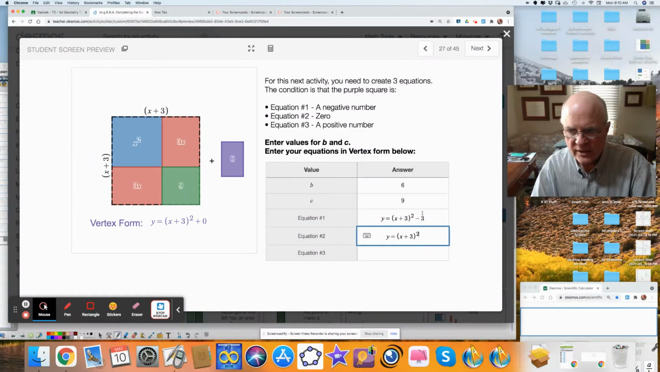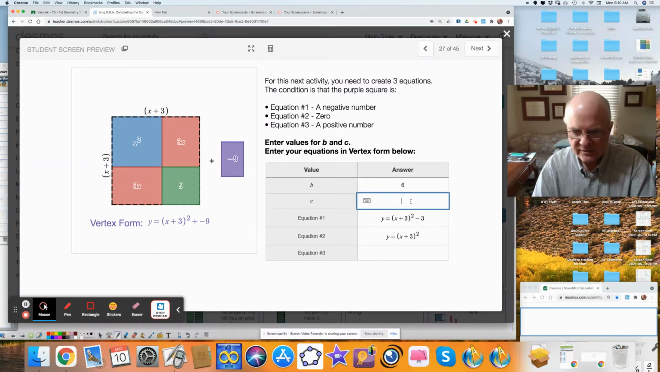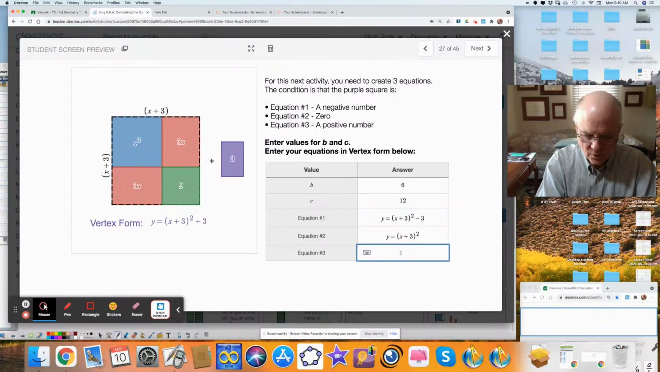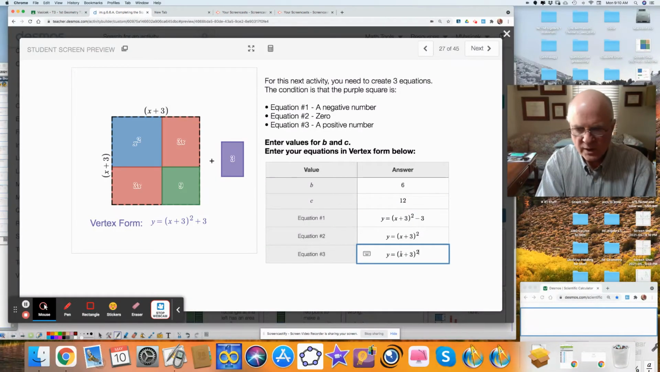x plus 3 squared. And then if I make this number less than, like say, negative 8, say 8, well, that's a negative. I'm going to make it 6 and say 12. That's a positive 3. So I have y is equal to x plus 3 squared plus 3.